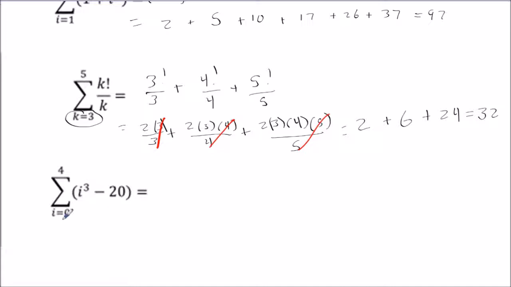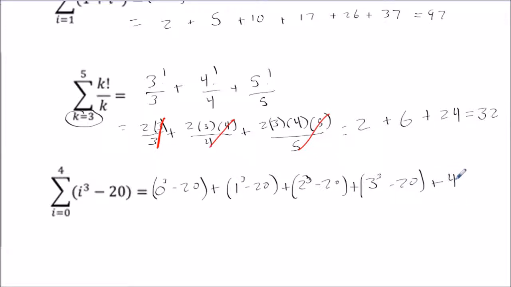Okay, on this one, it's a little different. We're going to be plugging in a 0. Okay, so 0 cubed minus 20 plus 1 cubed minus 20 plus 2 cubed minus 20 plus 3 cubed minus 20 plus 4 cubed minus 20. Notice they're all in parentheses, okay? Now we can start simplifying these. We can do a lot of these with mental math. I'm actually going to bust out a calculator here on my desk as I'm working, though.